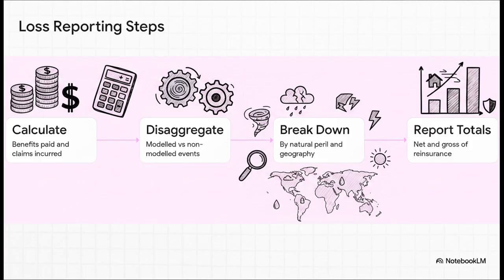Third, you get really granular. You break those losses down by the specific natural peril, like drought versus tornado, and map it out by geographical segment so stakeholders know exactly where the hit occurred. Finally, step 4, you report those final totals, both net and gross of reinsurance. This right here, this is the gold standard for physical risk disclosure.